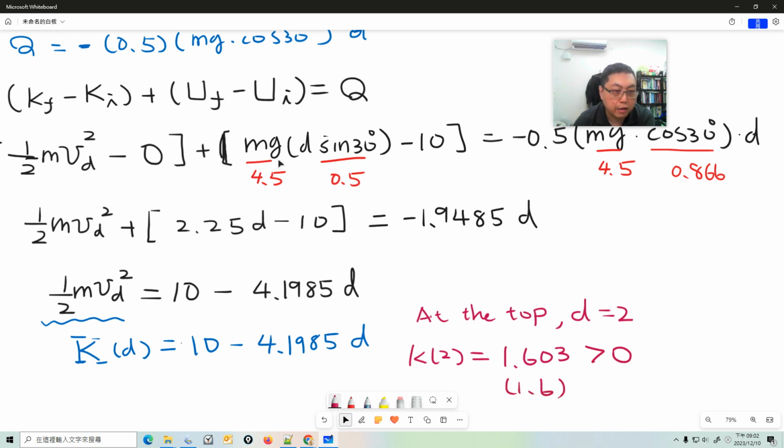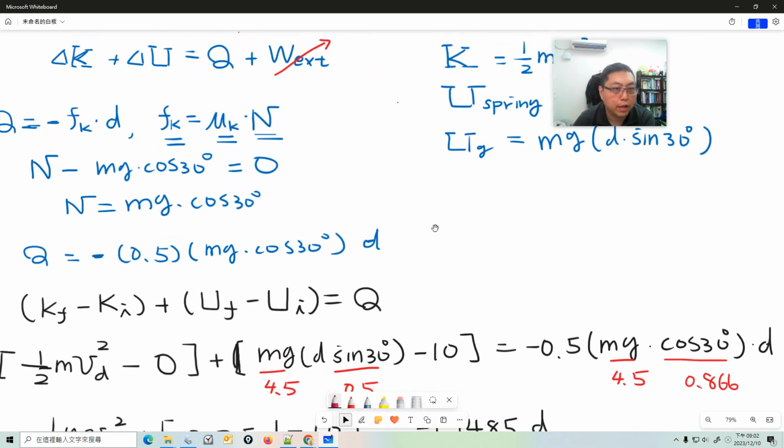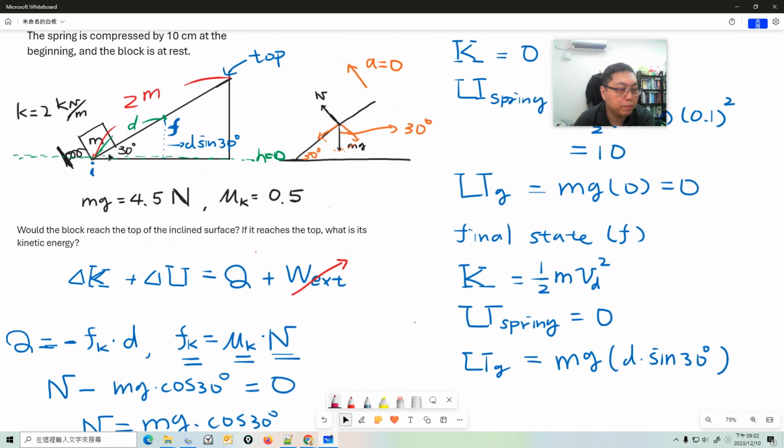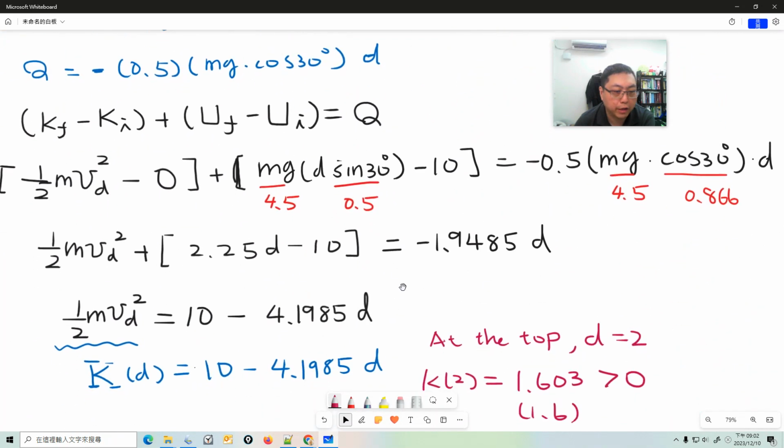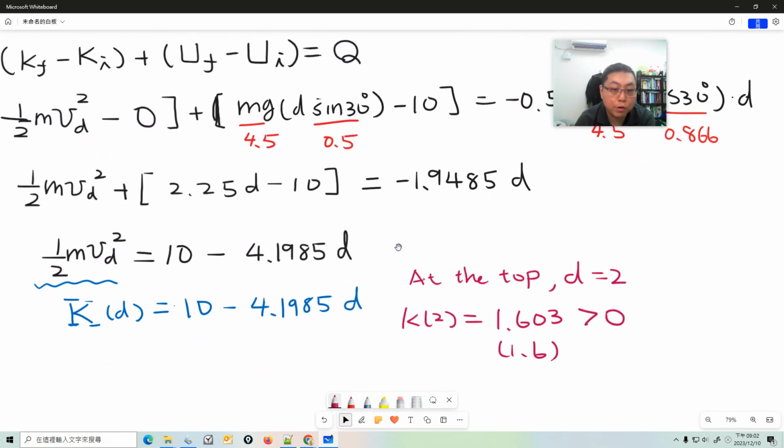It's still positive. That means when this block moves from the bottom to the top, it still carries kinetic energy. It does not become zero. Kinetic energy is always larger than zero. Be careful. So at the top, it still has 1.6 joules of kinetic energy, by this initial setup.